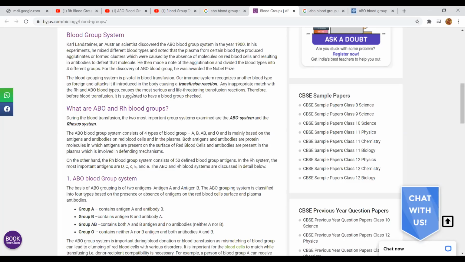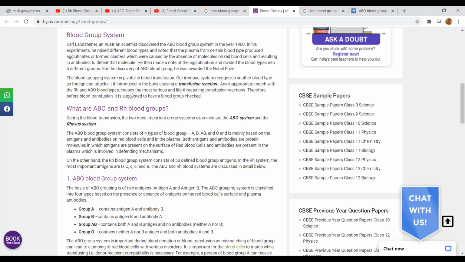We know that the blood groups are A, B, and O. These are the different blood groups. Now the Rh factor is when we classify these blood groups as AB positive, AB negative, B positive, B negative. The positive and negative is the Rh factor. Now the ABO blood group system consists of 4 types of blood group: A, B, AB, and O.